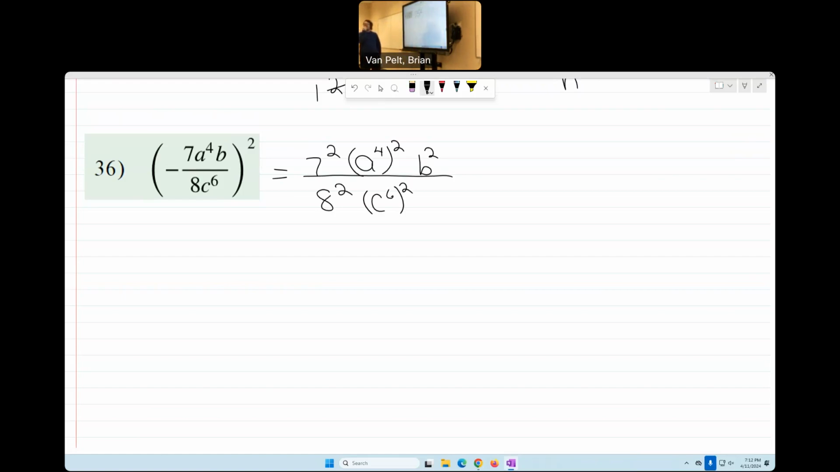What's 7 squared equal to? 49, got it. What are you going to get with the a to the 4th to the 2nd? What will that end up being? What is a to the 4th to the 2nd going to end up being equal to? a to the 8th. Take 2 times 4.